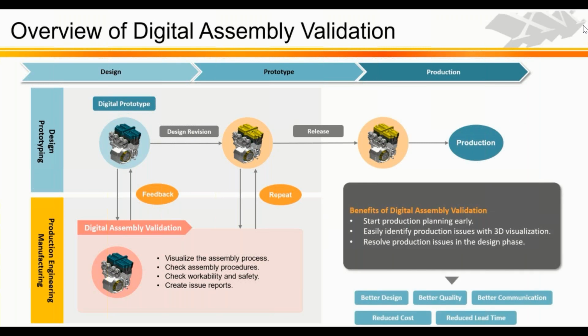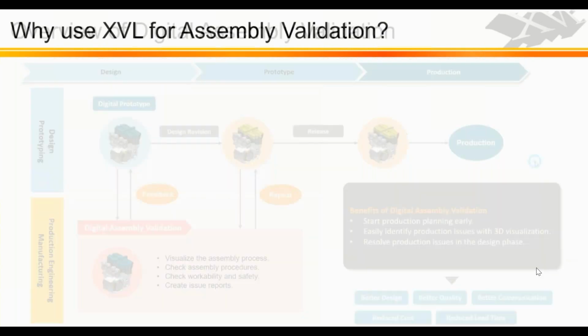The benefits of digital assembly validation include being able to start production planning early, that is, before you have a physical prototype to work with. Being able to easily identify issues using the 3D visualization. And resolving the production issues in the design phase when the cost of resolution is much lower than later on. This results in better design, quality, and communication, and reduced costs and reduced lead time.